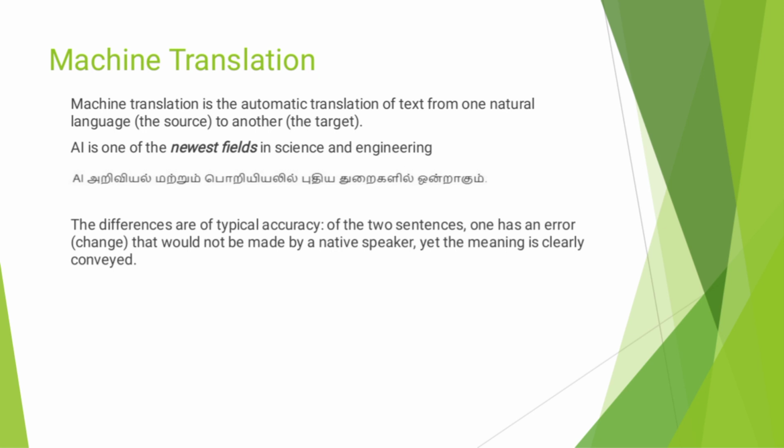the technology has seen success. Here I give one example: AI is one of the newest fields in science and engineering, and here it is translated from English to Tamil by an online tool, Google Translate. Then the Tamil translation is shown. The differences are typically in accuracy: there are two sentences, one has an error that would not be made by a native speaker, and yet the meaning is clearly conveyed.